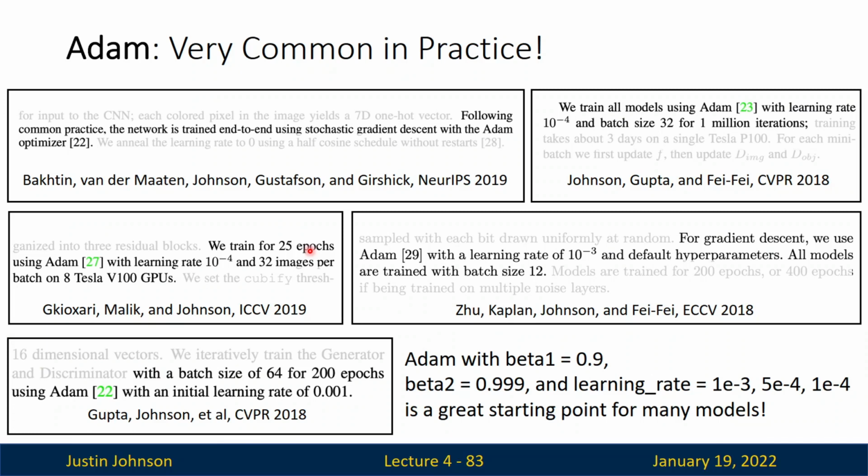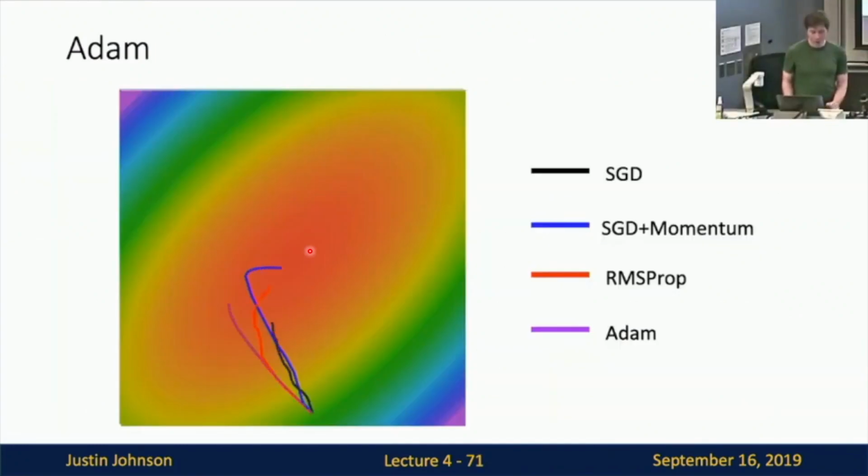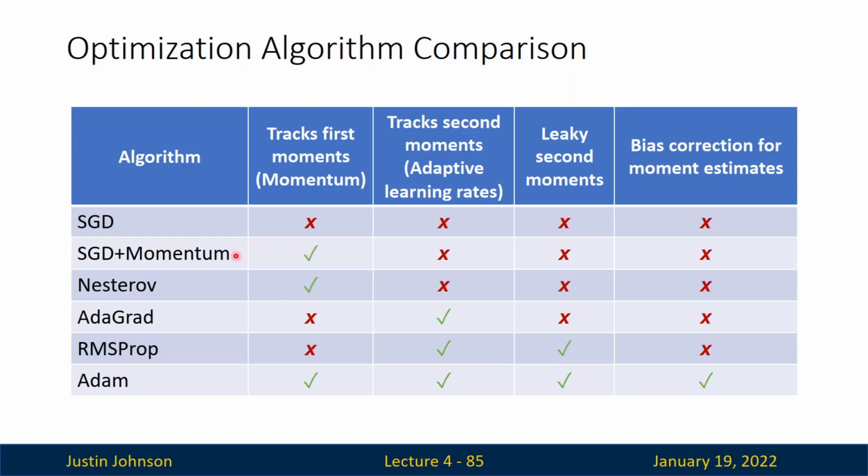And you can see many, many papers report they use Adam as their optimizer to solve their problem, finding the minimum weight matrix. Right, so compare the four methods. And then this is a table. Let's see, stochastic gradient descent and the Adam.